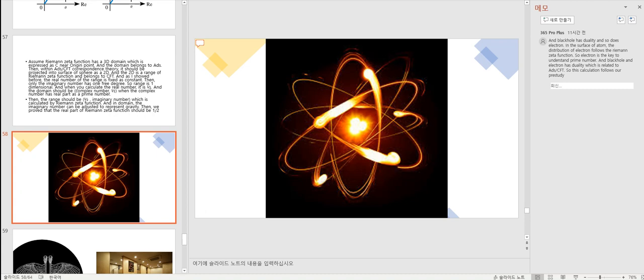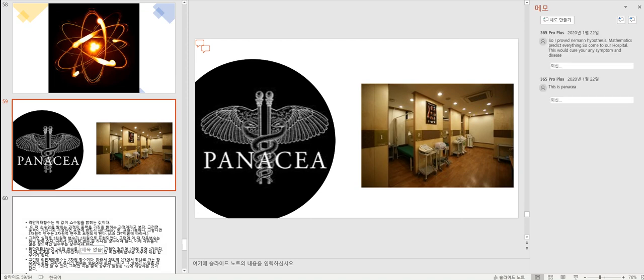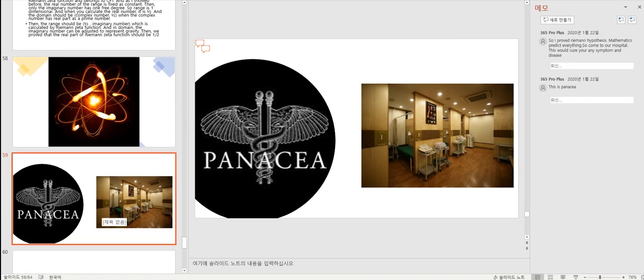And a black hole has duality, and so does the electron. In the surface of an atom, the distribution of electrons follows the Riemann zeta function, so the electron is the key to understanding prime numbers. And the black hole and electron have duality, which is related to AdS-CFT. So this calculation follows our pre-study. So I proved the Riemann hypothesis.